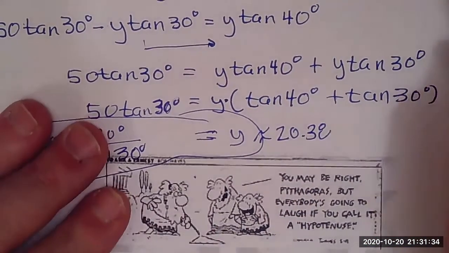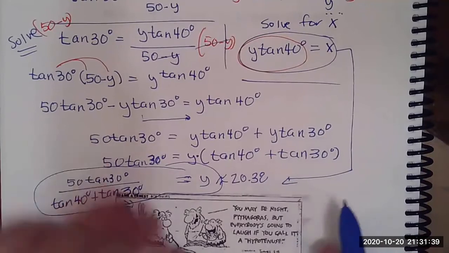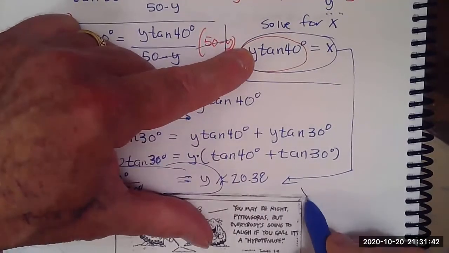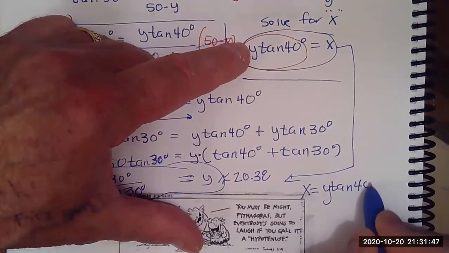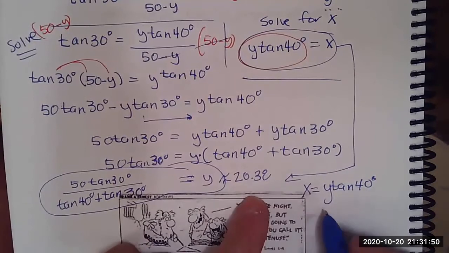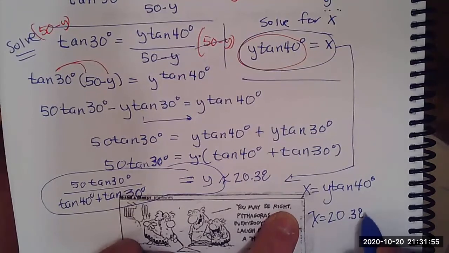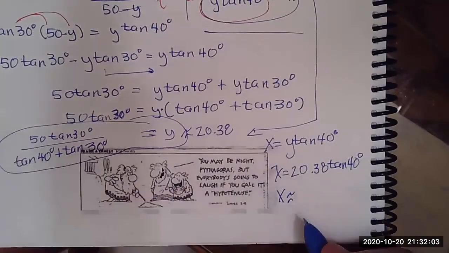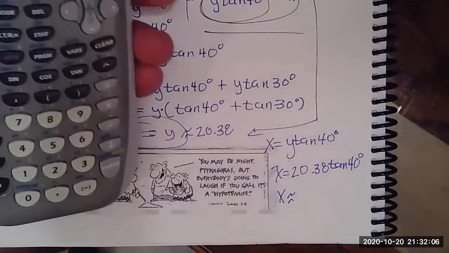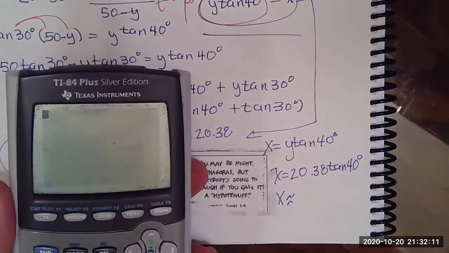But if I want x, which is back up here, I have to say x equals y tan 40 degrees. I'm going to let y be that 20.38, but multiply it by tangent of 40 degrees. Might have been a little easier way of getting it. You'd like to think so. Okay, I'll let you maybe figure that out, but this will work.